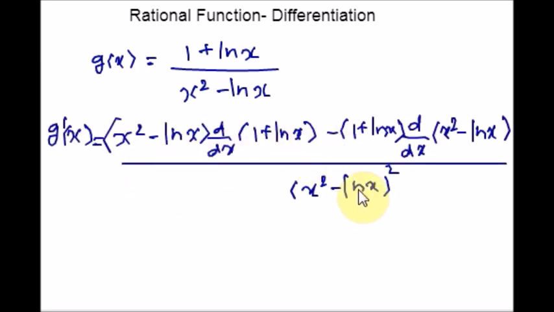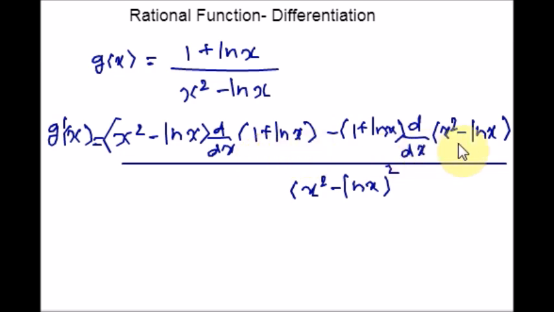Now let's find the derivative of 1 plus ln x. Derivative of 1 is 0. Derivative of ln x is 1 over x. Am I right? Same way, derivative of x square is 2x. When you just split it, it will be very easy for you to find the derivative. So don't get confused just by looking at the question. The derivative of ln of x is 1 over x. So please always be careful with the signs.